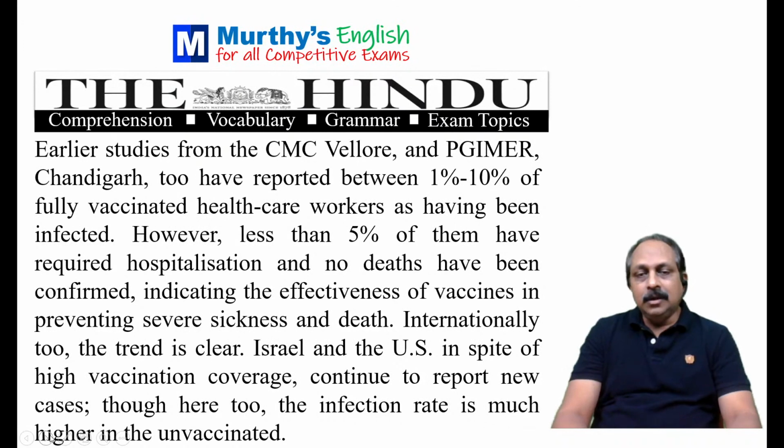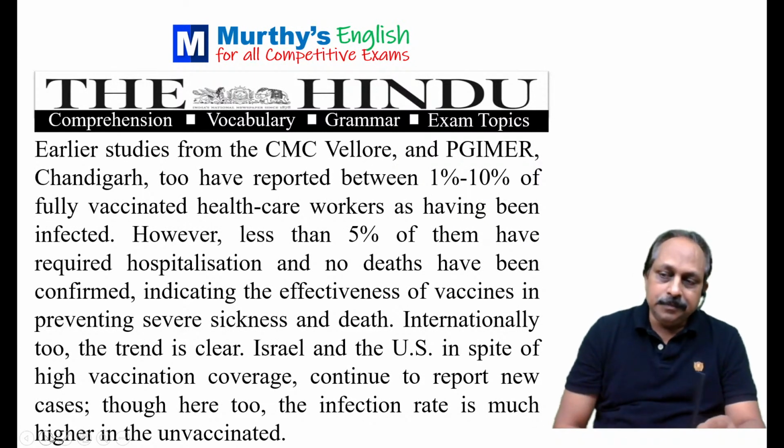So one is what the scientists of CSIR have found. The other one, studies from the CMC Vellore and PGIMER Chandigarh, too have reported between 1% to 10% of fully vaccinated, that means they have taken both the doses, healthcare workers as having been infected. However, less than 5% of them have required hospitalization and no deaths have been confirmed, indicating the effectiveness of vaccines in preventing severe sickness and death.